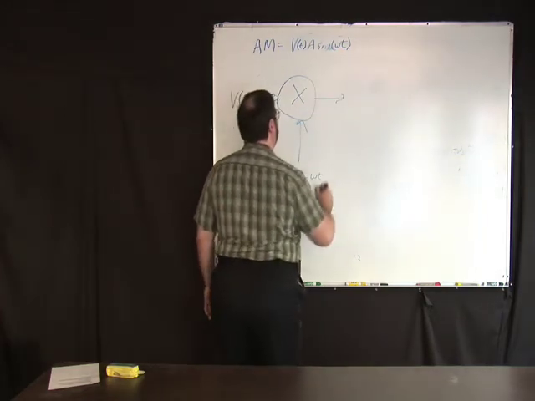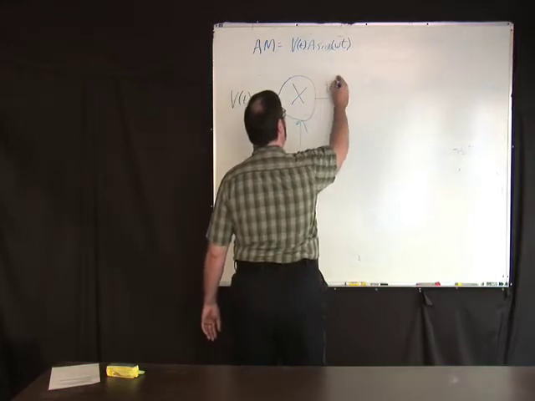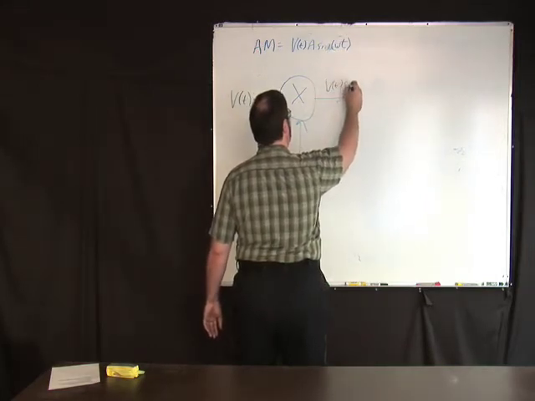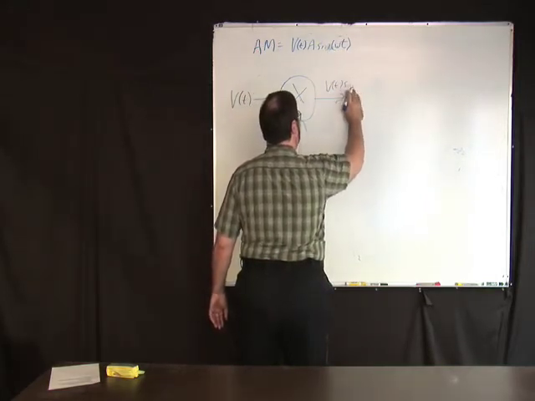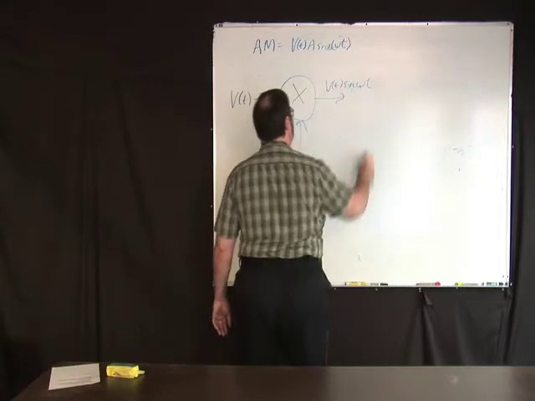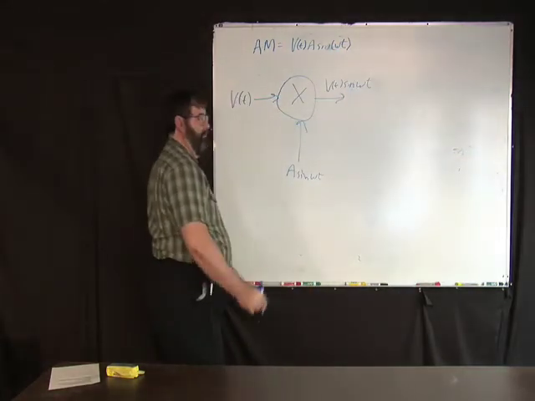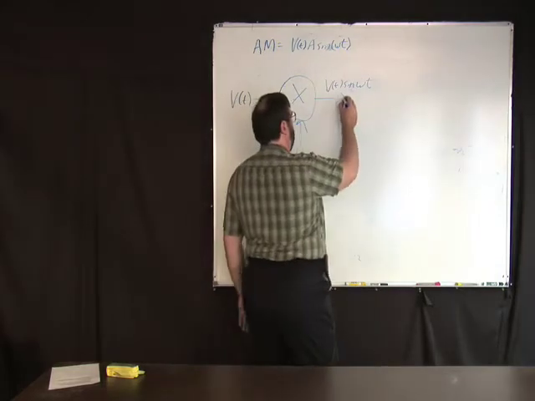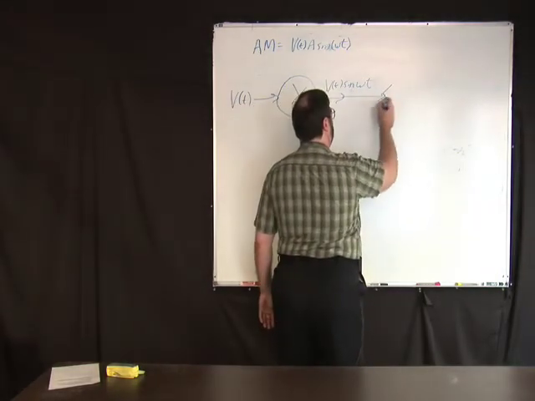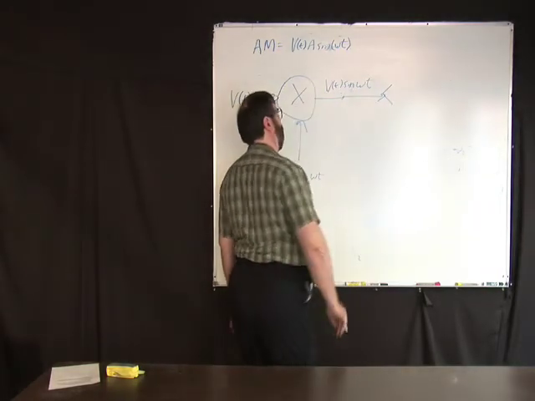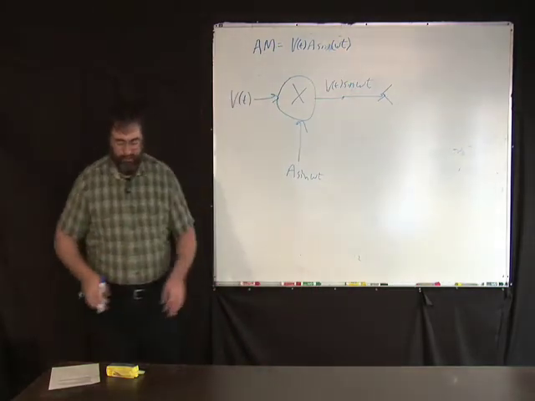And what comes out is your V of t sine omega t. Well, what could you do with that? You could put this out to, let's say, an antenna, and you can call it an AM radio broadcast transmitter.